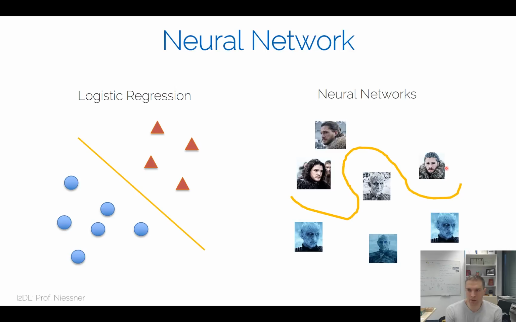Okay, so let's go back to the problem we had before, and I want to make this a little bit clearer because I rushed a little over all of these things. We started with our standard regression, right? This was a linear model. We have a linear separator. That's all we could do there. And now we want neural networks that find decision boundaries between these two types of images. Here we have Jon Snow on the top, and on the bottom a bunch of White Walkers. And we would like to figure out how we can learn this classifier.